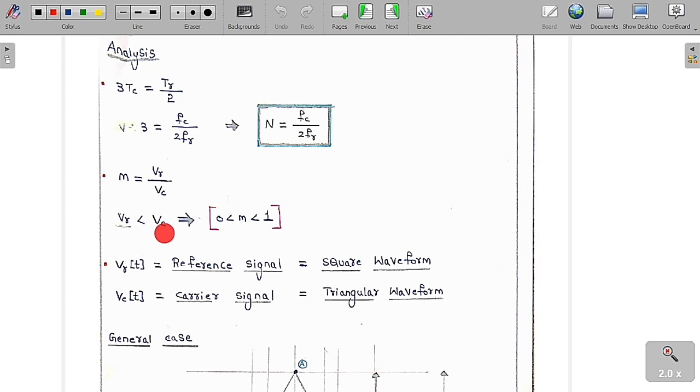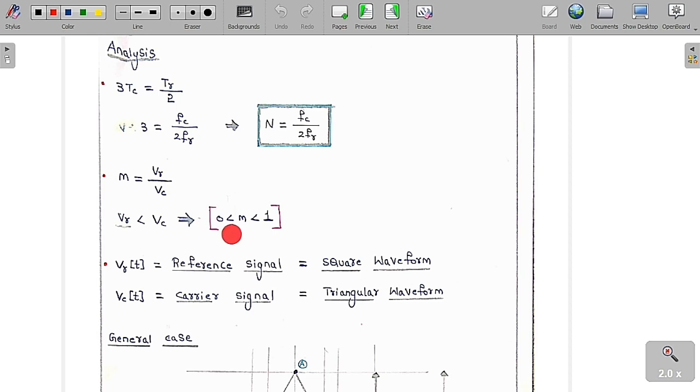Then only we are going to generate the pulses. Otherwise, we are not going to generate the pulses in the output voltage. That is the reason Vr is always less than Vc; then only we can generate the pulses in the output. Suppose if Vr is greater than Vc, at no condition will Vc be greater than Vr, so we are not going to get any output pulse. So always Vr is less than Vc, then only we are going to generate the output pulses.